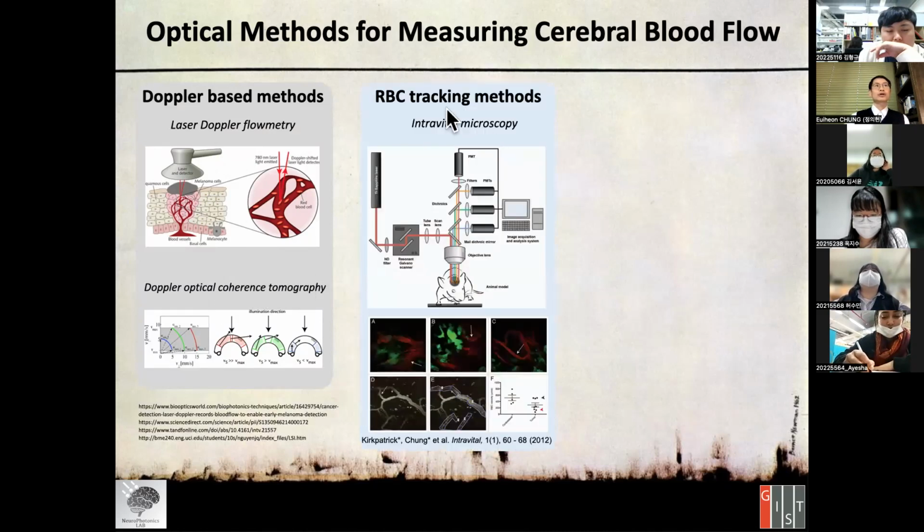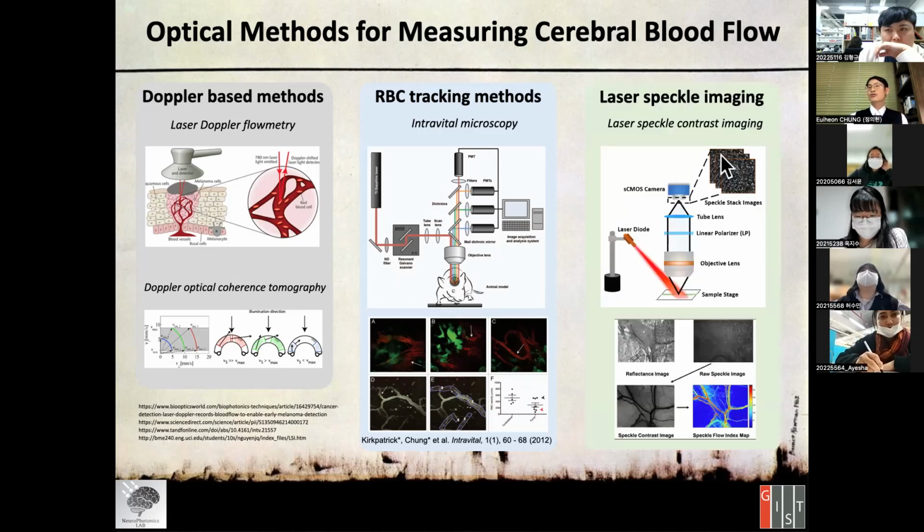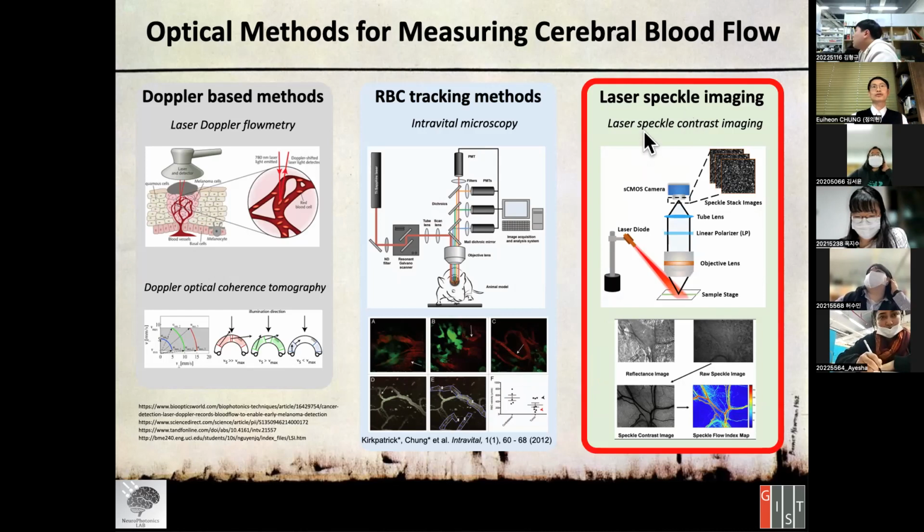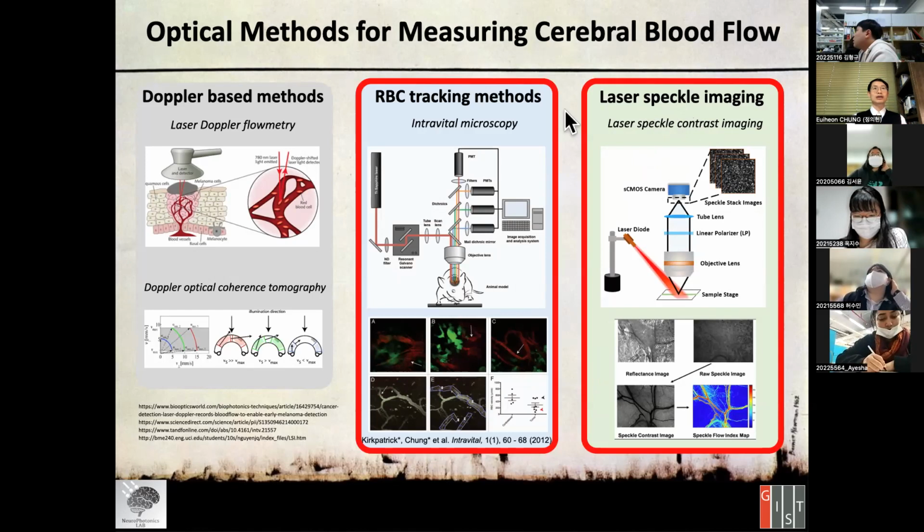Today, I'm going to show you RBC tracking methods, which use intravital microscopy to see a single vessel and single cellular level to track and quantify the blood flow. And the other technique I want to discuss is so-called laser speckle imaging, which shows perfusion of blood flow with contrast. I will start first with laser speckle imaging, and then second, I will talk about the RBC tracking method with advanced microscopy techniques.